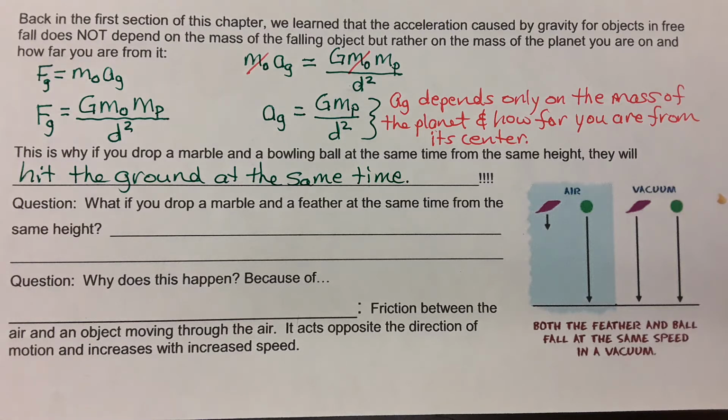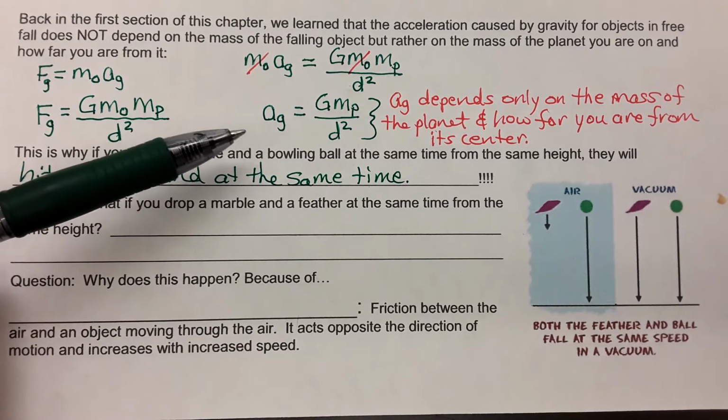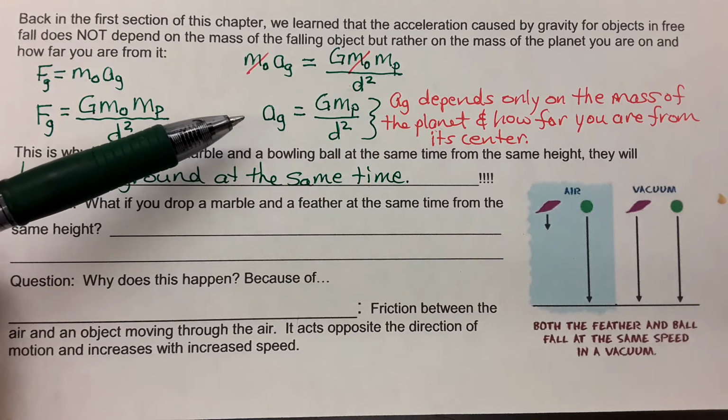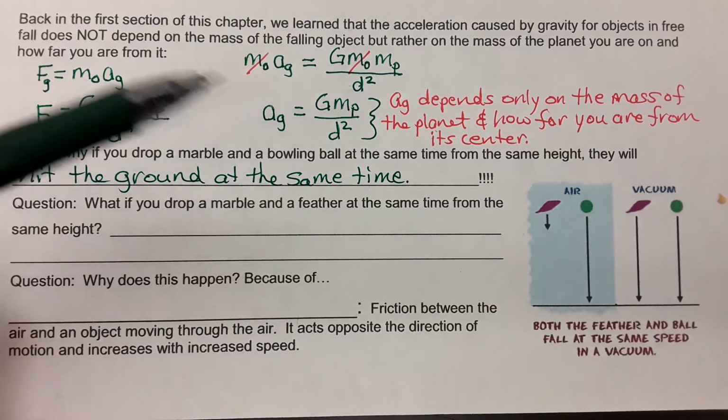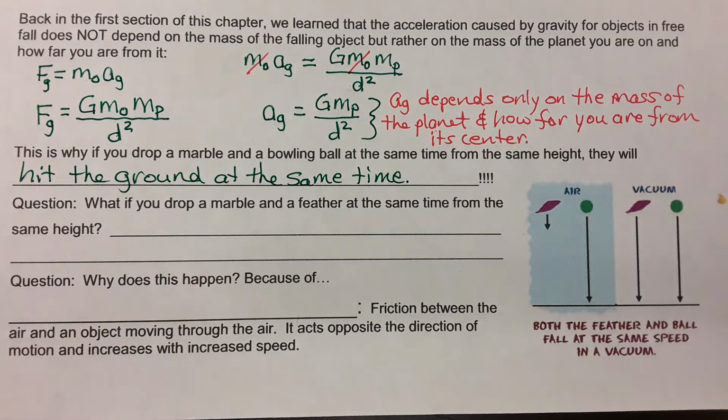And lo and behold, they hit the ground at the same time, because the mass of the two objects has nothing to do with the acceleration that the Earth produces for them. When the Earth pulls on them, it gives them each the same acceleration. Yes, one may have more mass, but because it has more mass, the Earth exerts more force on it to give it the same acceleration as the lighter object. How about that? Okay? All right.